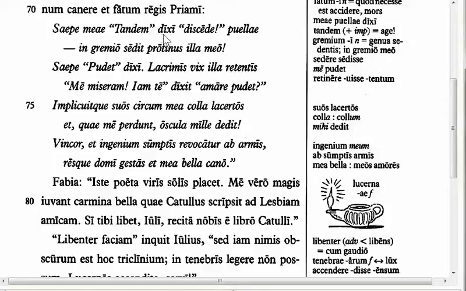So we have this split word order here with mi and puellae. I said to my girl. And you can tell by the endings here that these two words go together, and also by context you can tell.